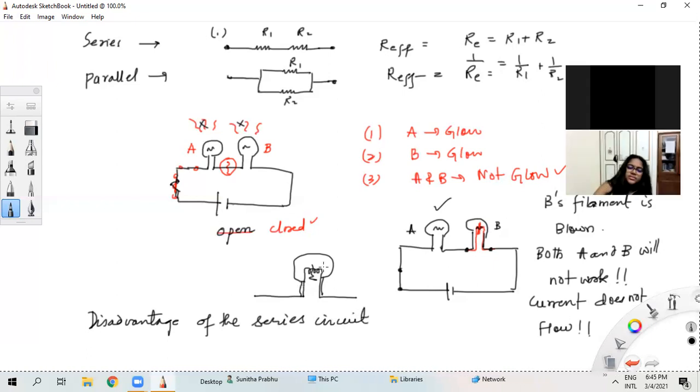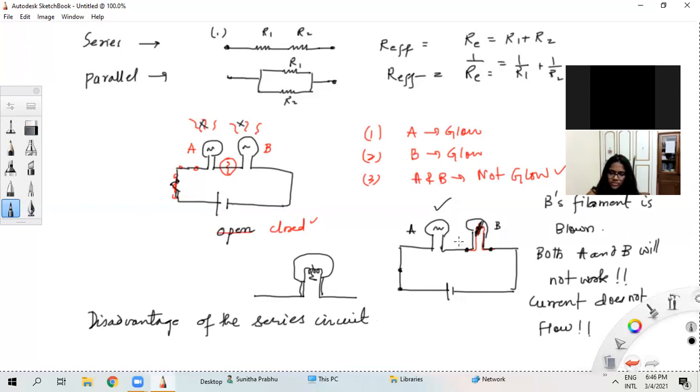Yes, sir. So basically, A and B won't glow because when B's filament is blown, the point between where the light bulb starts and stops doesn't work. So it needs a base for the current to pass through. Because of that, A also won't glow. But if B is broken, that means the filament is broken, right?